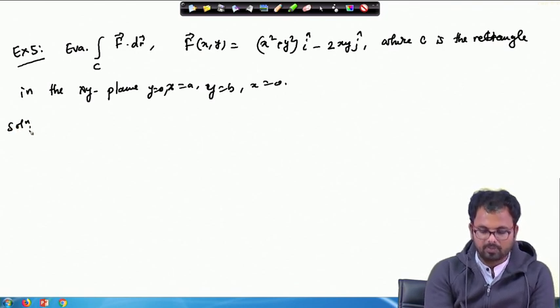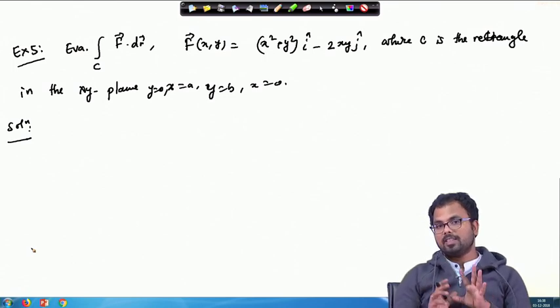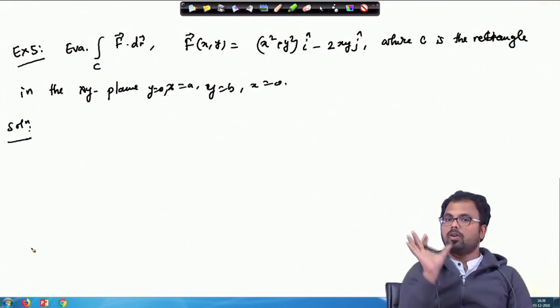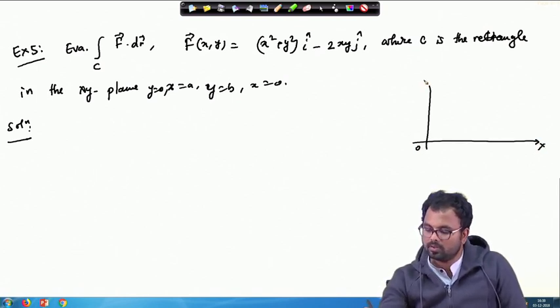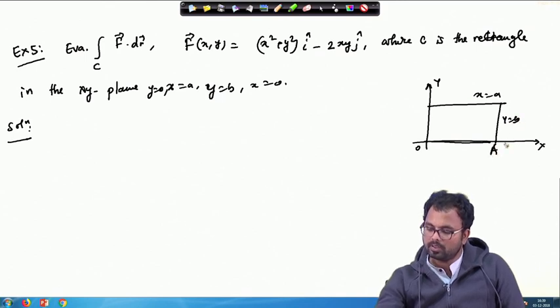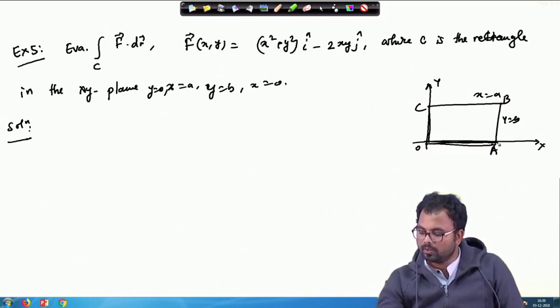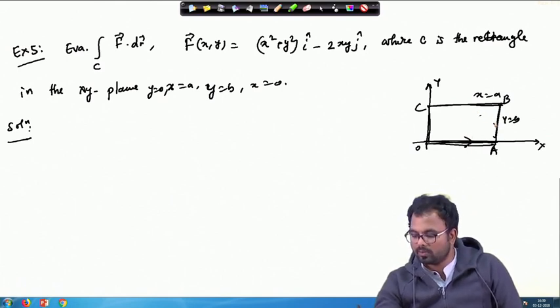So, the solution. Here, as you can see, we have a rectangle. Obviously, it is not a smooth curve, because you have four corners here. If I draw this curve, that is our x axis, this is the origin, this is the y axis. So, this is my x equals 0 line, this is x equals a, and that is y equals 0, and that is y equals b. So, I can write it as a, b, c. So, this is our curve, right? Not the middle portion, the curve, this one.